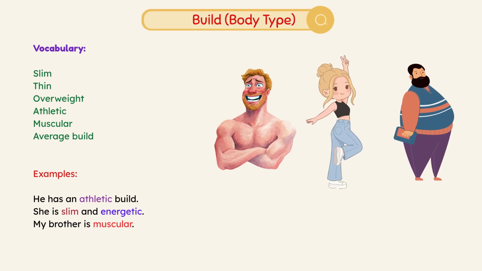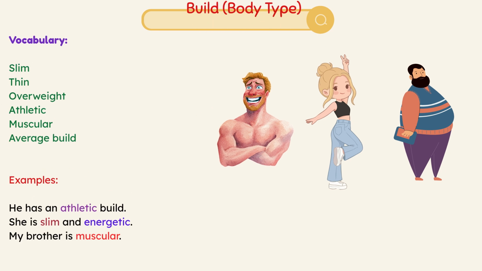Next, let's talk about build, or body type. Build describes the shape of a person's body. Some common words we use are slim, thin, overweight, athletic, muscular, and average build. Let's look at some examples. He has an athletic build. She is slim and energetic. My brother is muscular. These words help us talk about a person's body type in English.